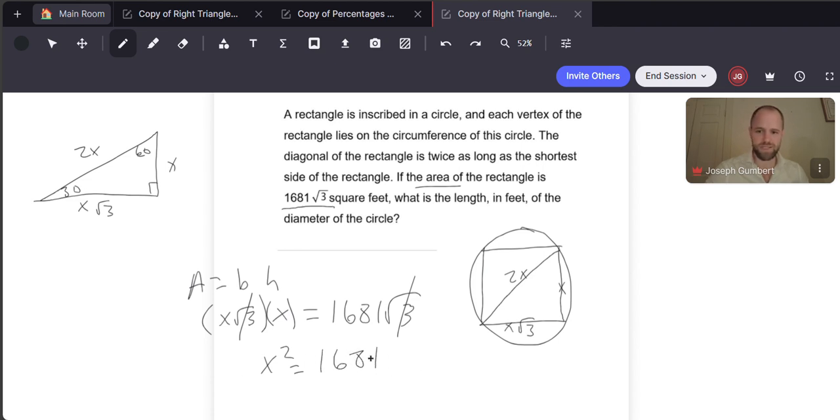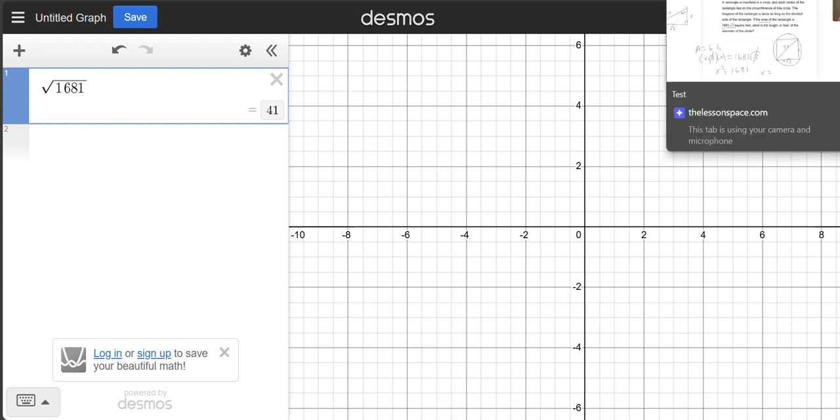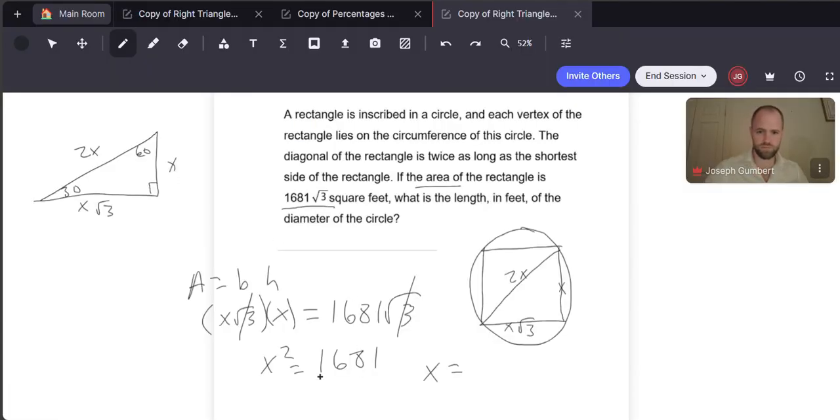And from there, I just need to take the square root of both sides. And from that, I'm going to see that the square root of 1,681 is equal to 41. And so x is equal to 41 here. And once I know that x is equal to 41, they ask for what is the length in feet of the diameter of the circle. The diameter here is this 2x, and so the diameter of the circle is just going to be 82.